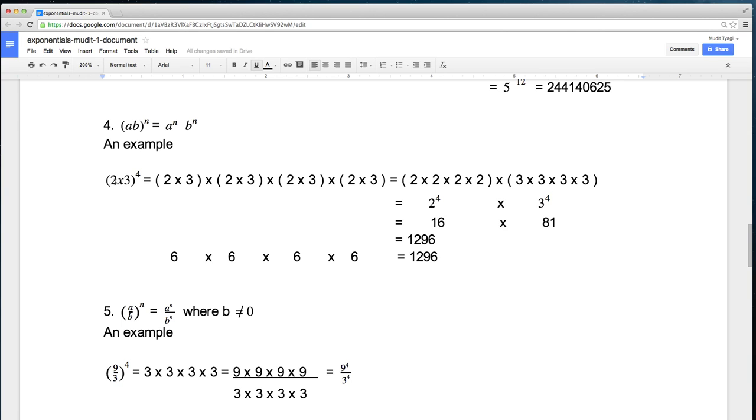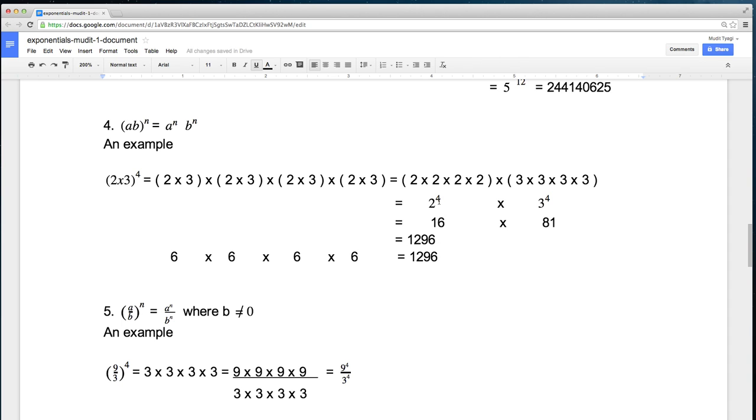to see that clearly. So you've got 2 times 3 to the power of 4. Okay, what does that mean? Well, it means you've got 2 times 3 multiplying itself 4 times. 1, 2, 3, 4. Well, now you can collect all the 2's together, and you can collect all the 3's together in separate brackets, and you can see that what you've got is 2 to the power of 4 times 3 to the power of 4. And then if you work it out, it happens to be 1296.